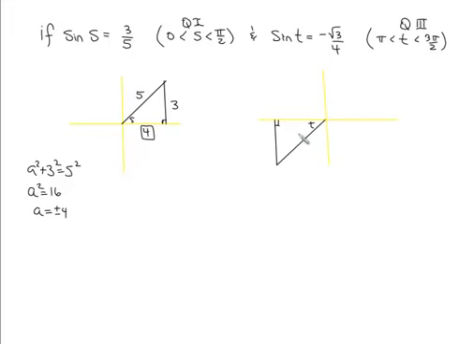We do the same thing in the t picture. We know that sine is opposite over hypotenuse. We know the opposite is the one that has to get the negative, because the hypotenuse is always just a length, so it's positive. So again, a squared plus negative radical 3 squared equals 4 squared. That's a squared plus 3 equals 16. So a squared equals 13. That makes a equal to plus or minus the square root of 13.